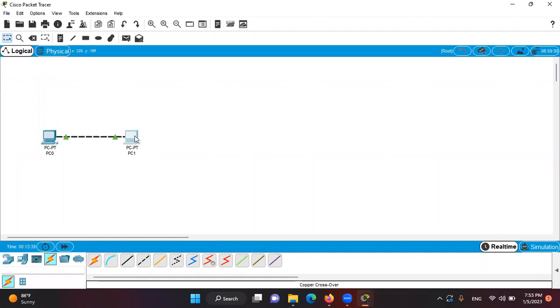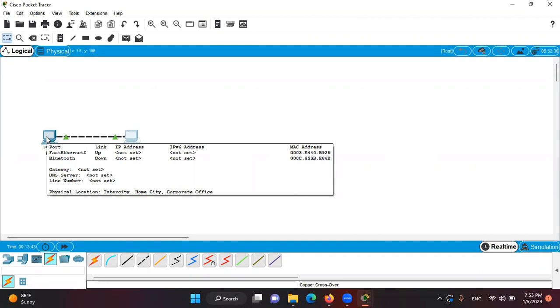So we have a physical network now, but these computers can't communicate with each other yet.